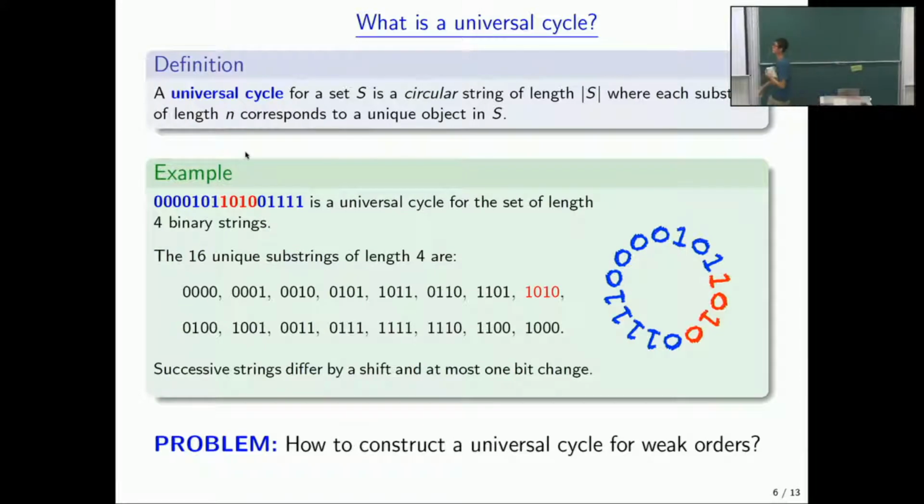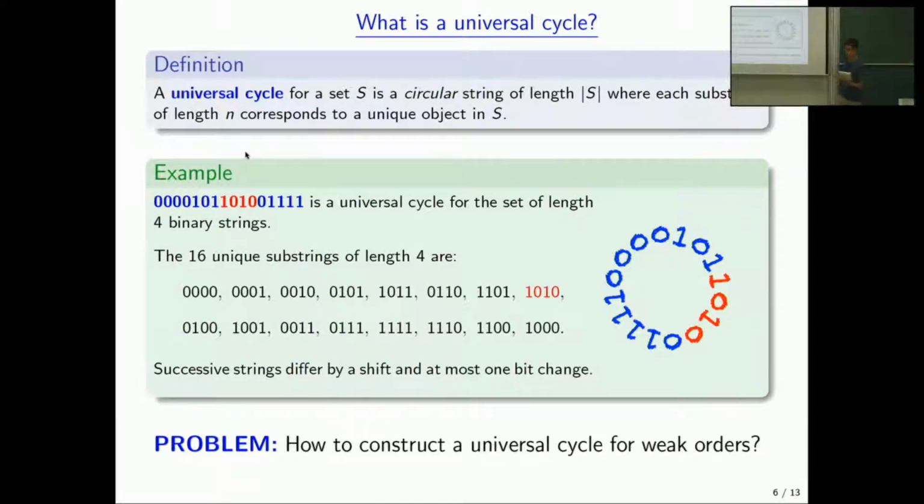So the first one I want to introduce is what we call the universal cycle. A universal cycle is basically a string which contains each of the elements of the set as a substring exactly once. So for example, when we talk about the set of length 4 binary strings, then this one is a universal cycle for the set of length 4 binary strings.